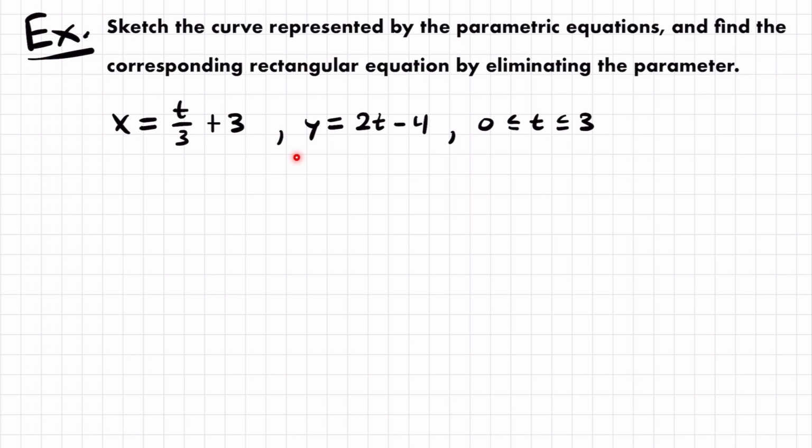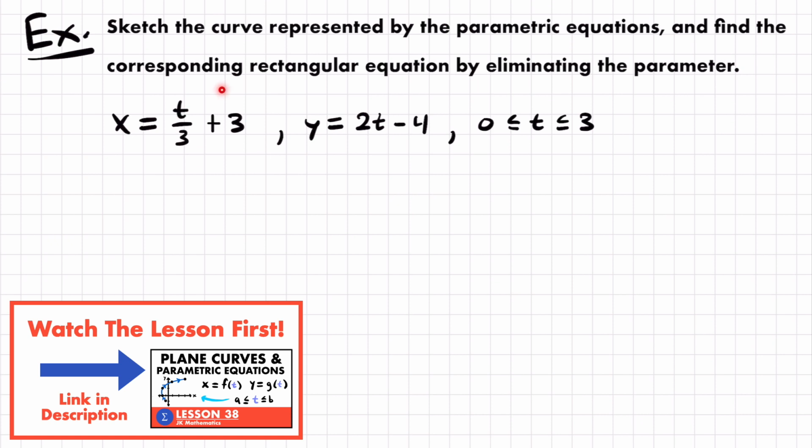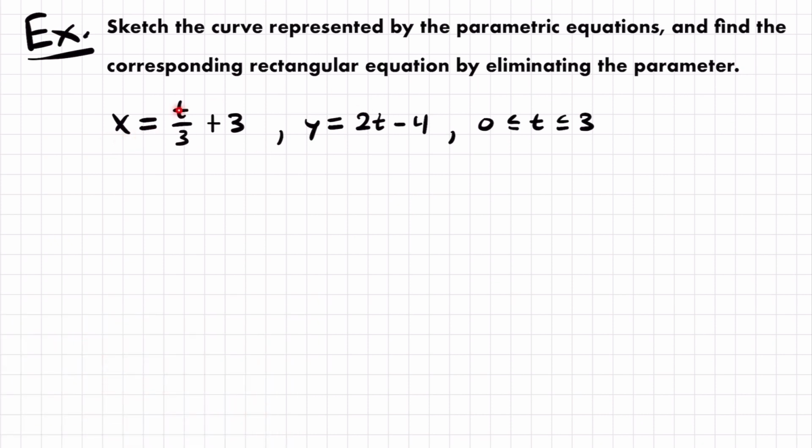Alright, so here's our first example. We want to sketch the curve represented by the parametric equations and find the corresponding rectangular equation by eliminating the parameter. We have x equal to t divided by 3 plus 3, and y equal to 2 times t minus 4. And t is our parameter in this case, defined for values from 0 to 3, including each of those values, since we have less than or equal to signs.